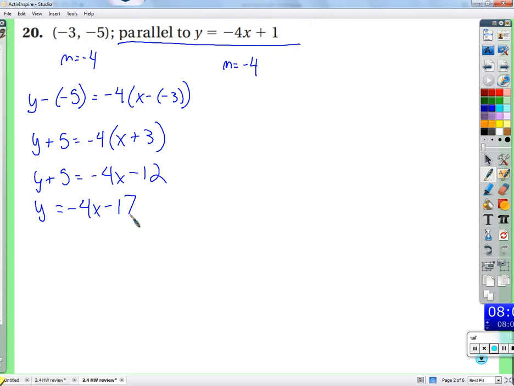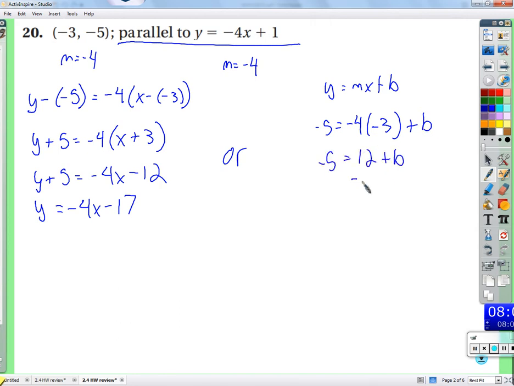But the other way is if we have a point and the slope, or if we use y equals mx plus b, fill in the pieces that we know. We know y is negative 5. We know m is negative 4. We know x is negative 3, and we don't know what b is, so we'll solve for b. Negative 5 equals 12 plus b, subtract 12, negative 17 is b. So y equals negative 4x minus 17. So we just took that and plugged it into the equation.